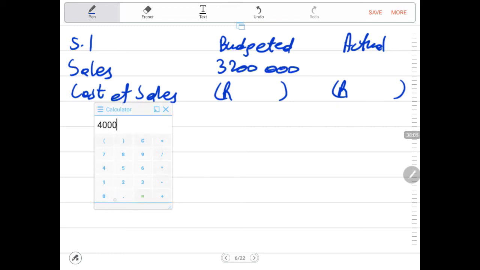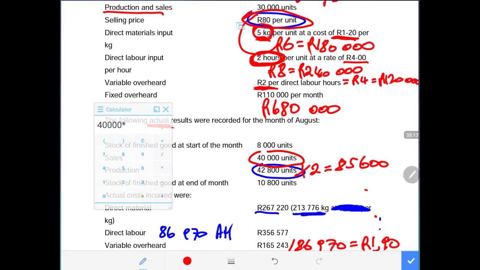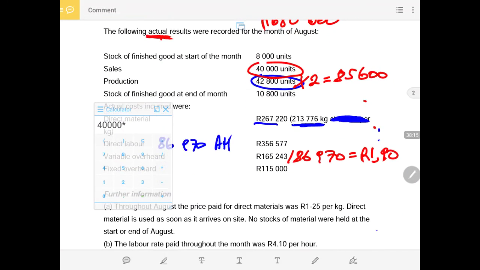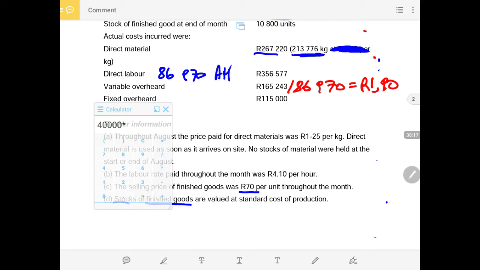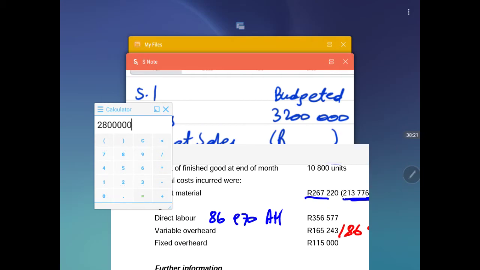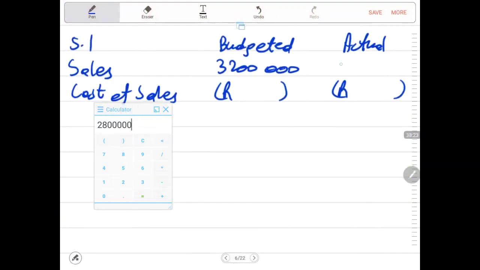Then 40,000, we multiply this by the actual selling price now under the actual statement. Actual selling price was 70 rand. So we get 2,800,000 rands.